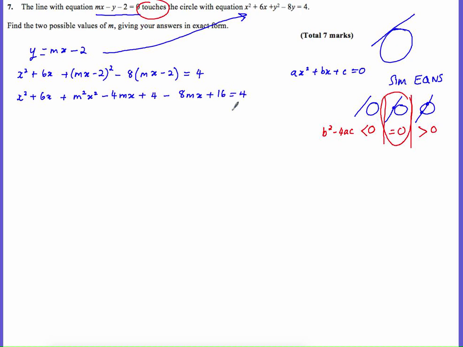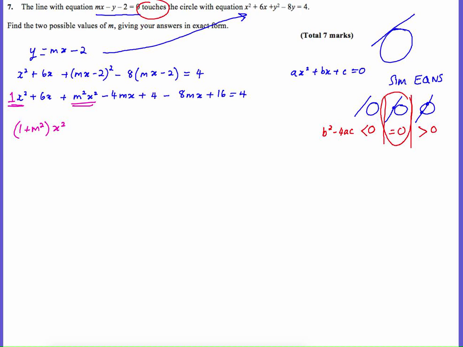We want to make this equal to 0, but I also want to collect my like terms together. The terms with x squared in: how many lots of x squared have I got? I've got 1 lot there and m squared there. So that gives me 1 plus m squared lots of x squared.